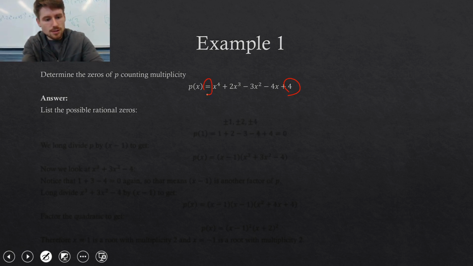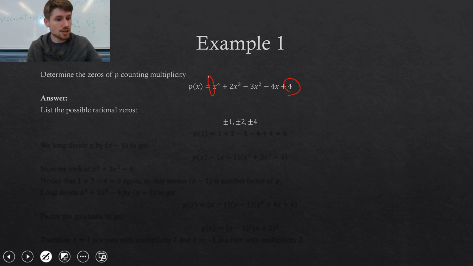Whoops, I shouldn't have circled the equals sign. I meant to circle the hidden 1 that's right there. So in this case, the leading coefficient is 1. This makes our life a little bit easier. We don't have any fractional zeros, we just have integer zeros out of the rational set: 1, -1, 2, -2, and 4, -4.